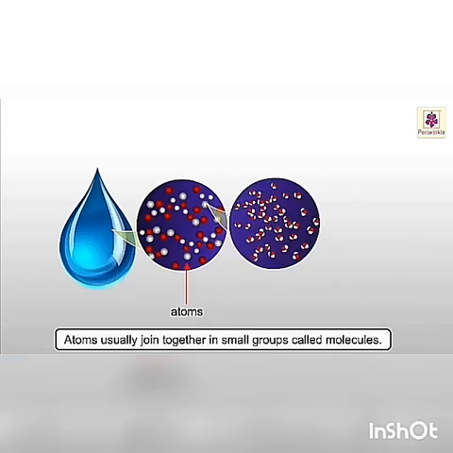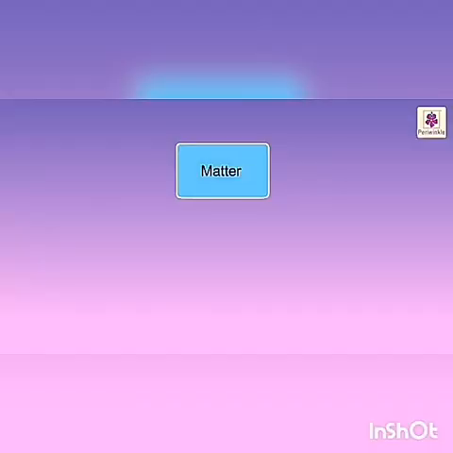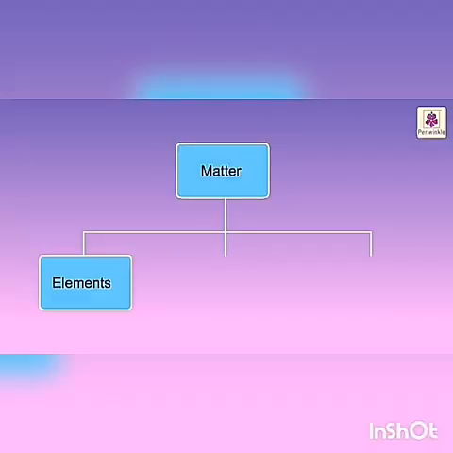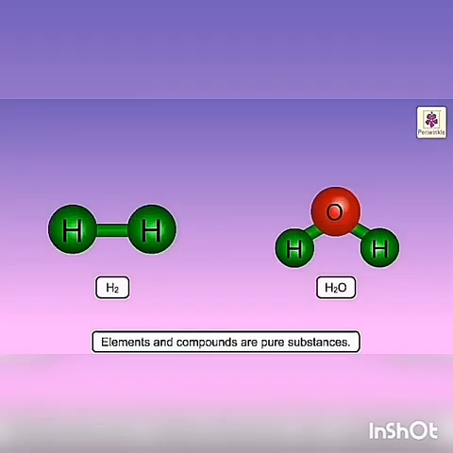These atoms usually join together in small groups called molecules. Water molecule is made from a pair of hydrogen atoms joined together to an oxygen atom. So, the composition is as shown. H2 plus O gives H2O. All matter can be classified into one of the 3 groups: elements, compounds and mixtures. Elements and compounds are pure substances.